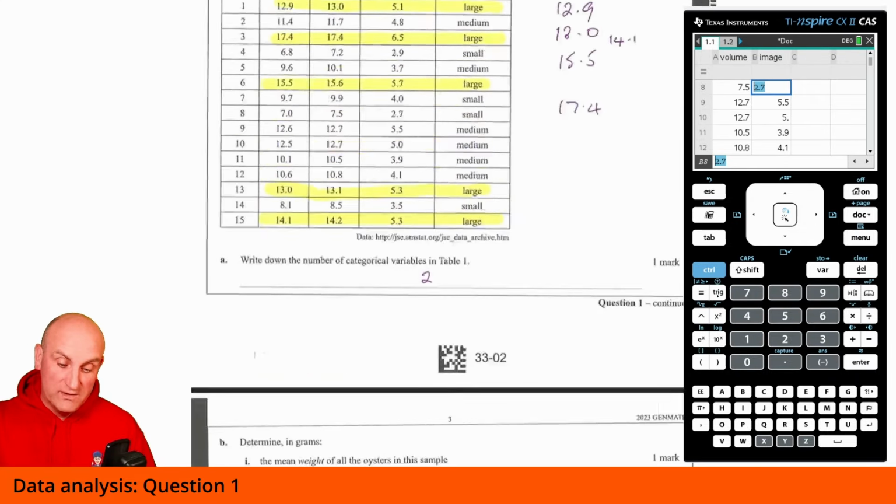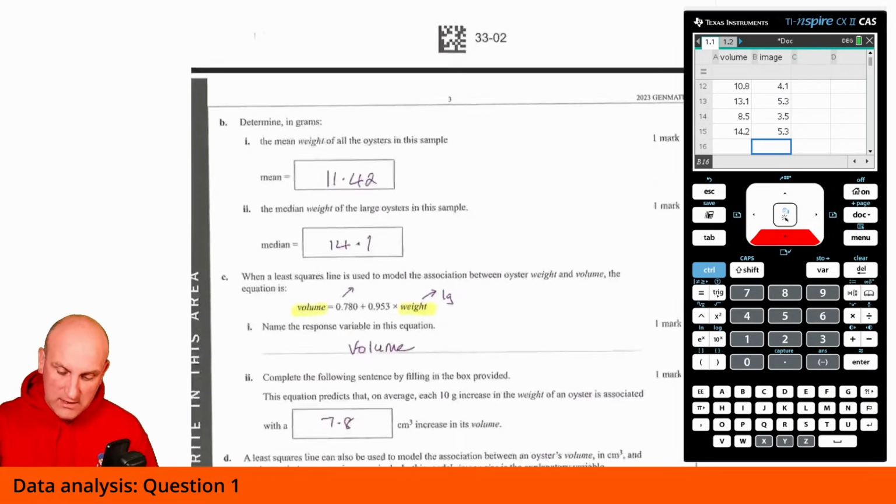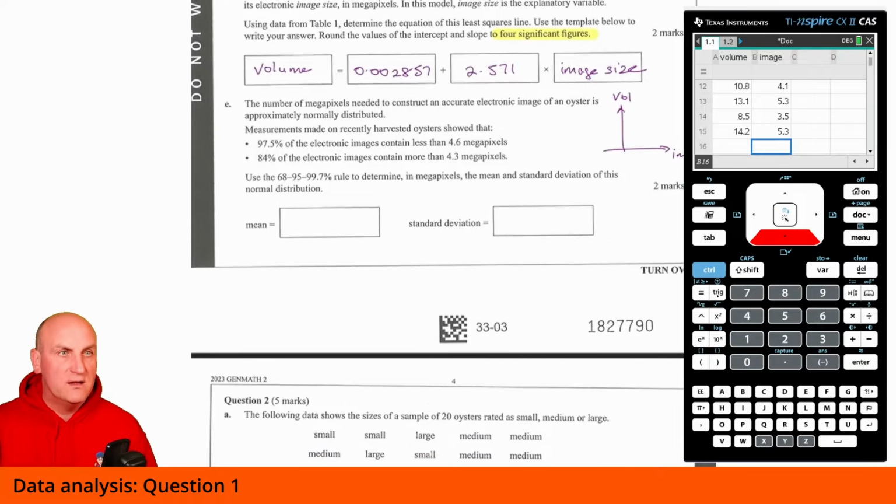I'm just going to check my values on that table were actually correct, because that seems very small, but it might well be that VCAA are trying to make things a little bit harder. So let me see, what did I have? 5.1, 4.8, 6.5, 2.9, 3.7, 5.7, 4, 2.7, 5.5, 5, 3.9, 4.1, 5.3, 3.5, and 5.3. Okay, let's go with that then. Yuck, those numbers aren't nice.